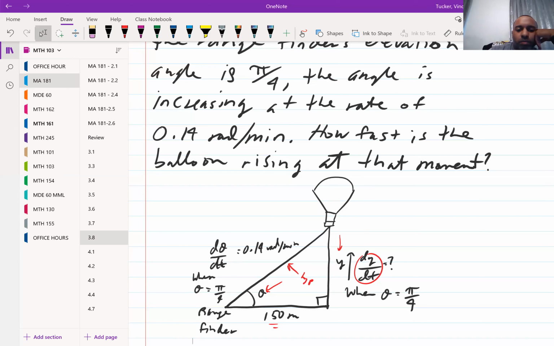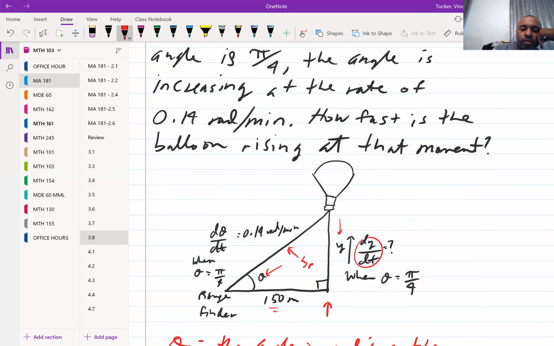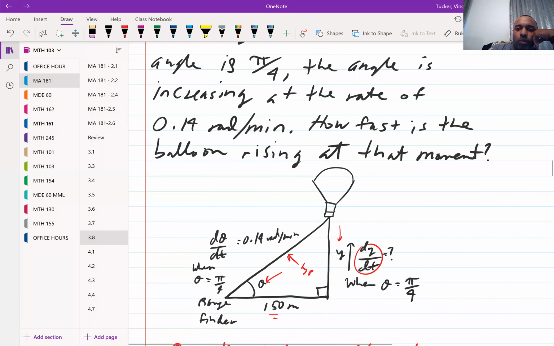So, all right, so we have the derivative of theta with respect to t. There's a 0.14. You know that we got that from right here. And that's when theta is pi over 4. So we're talking about this angle right here. He said he's 150 meters from the liftoff point. So that's showing that right there. And we know how fast the balloon is rising. So that's why we had the derivative of y with respect to t. Y is going up when theta is pi over 4.